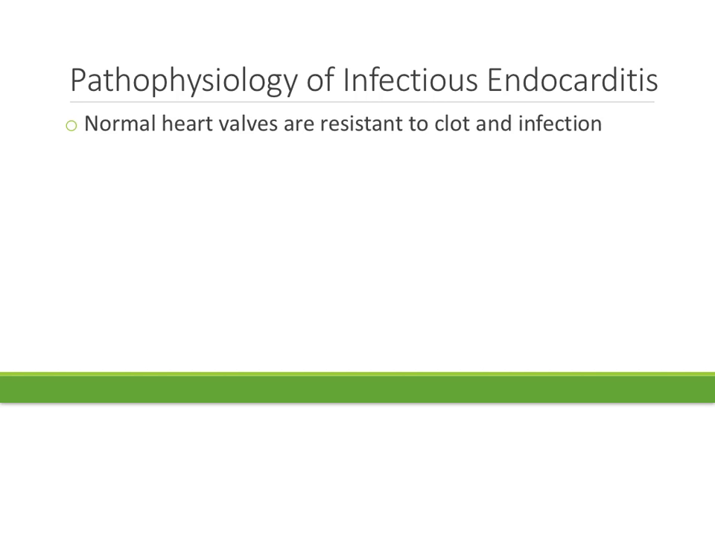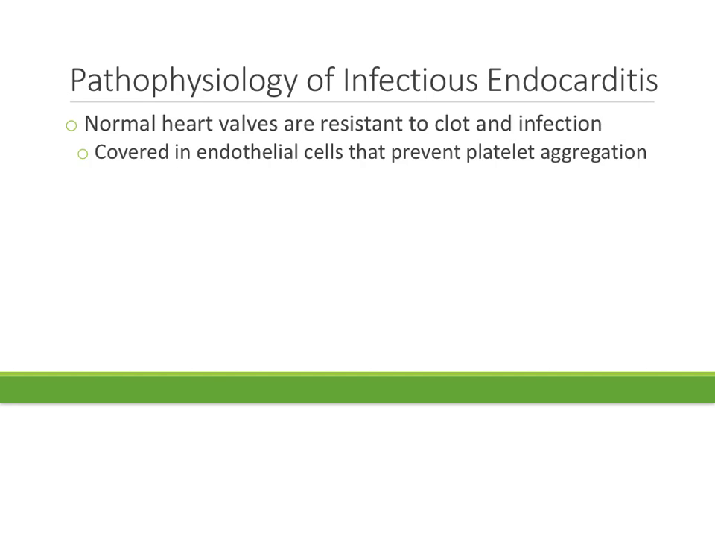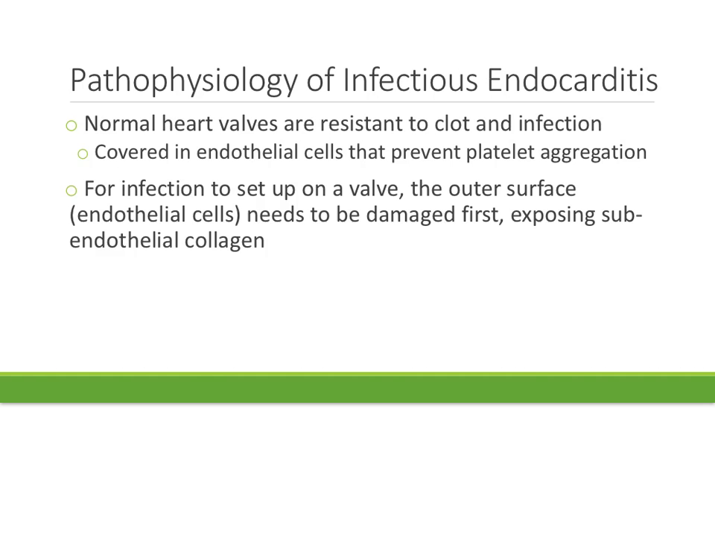Look, the heart valves have to be really tough. They see high pressures and are constantly in motion. Thus, normal heart valves are naturally resistant to clot and infection. That's because they're covered in endothelial cells that prevent platelet aggregation. For infection to set up on a heart valve, the valve's outer surface, composed of endothelial cells, needs to be damaged first. This will expose subendothelial collagen in the basement membrane.